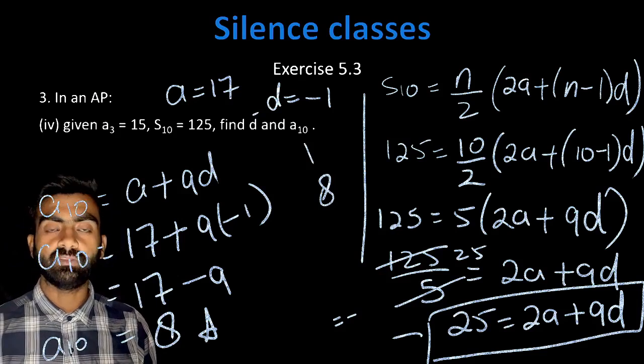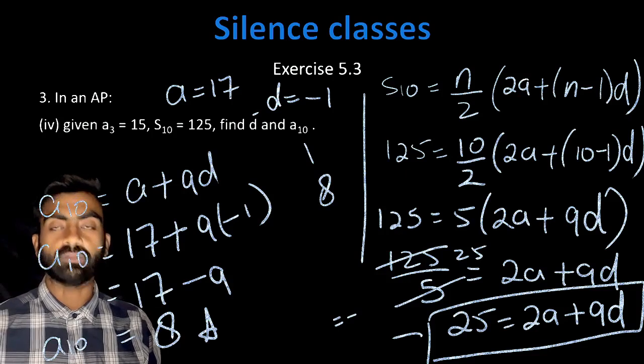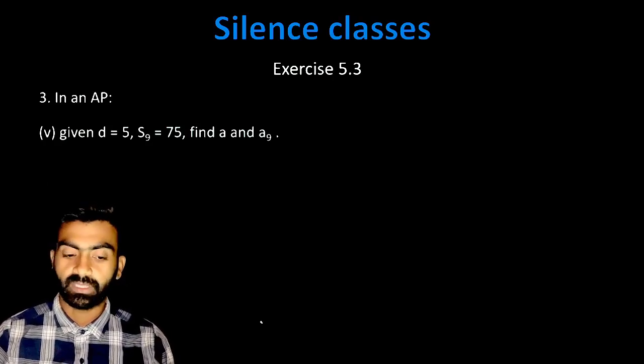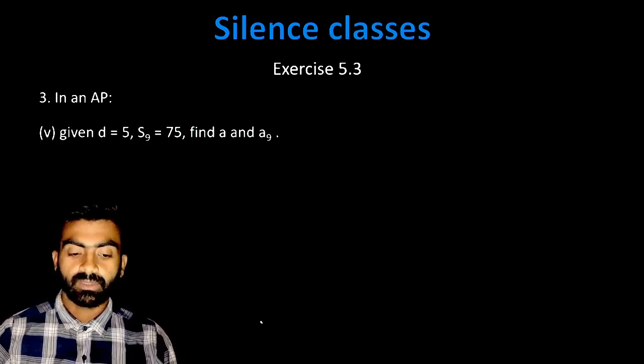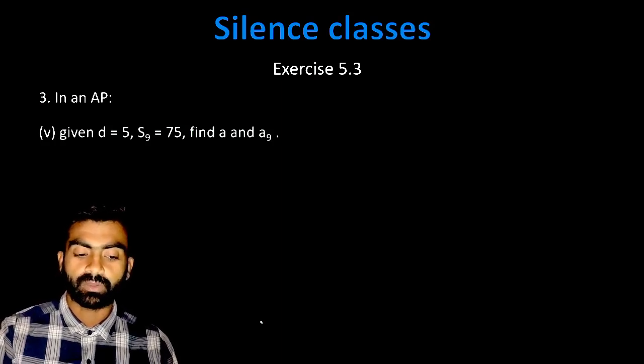The questions are very easy, you just have to be very accurate while using the terms. Now we are having the common difference, that is 5, and the sum of the 9 terms of the AP is 75. We have to find a and a9, the 9th term of this particular AP. So first of all, we have to find a.